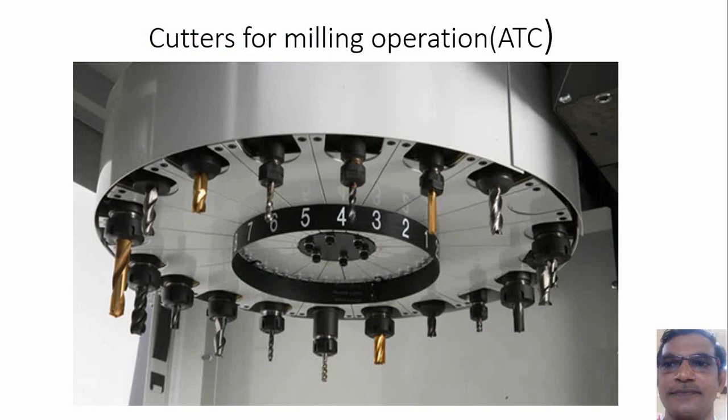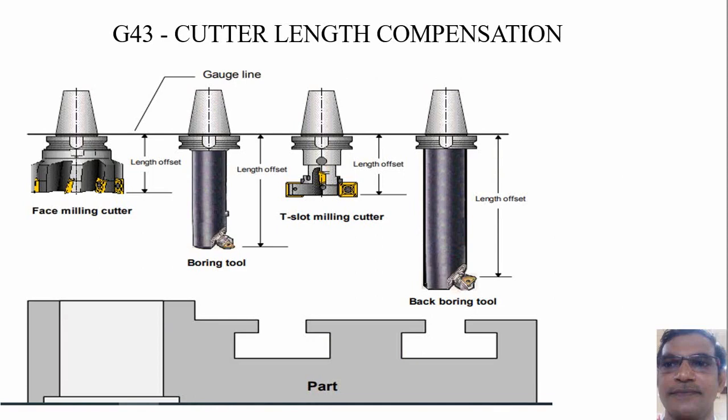And next one is we have different cutters with different lengths. For example, face milling cutter, boring tool, T-slot milling cutter, back boring tool. See, these are all for examples. Each and every cutter is having its own length.